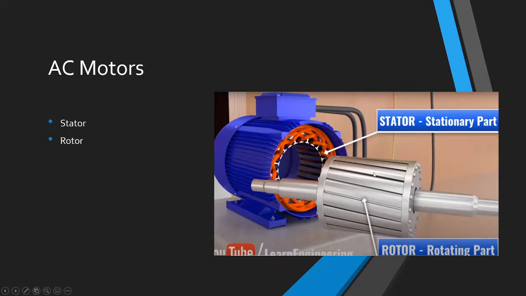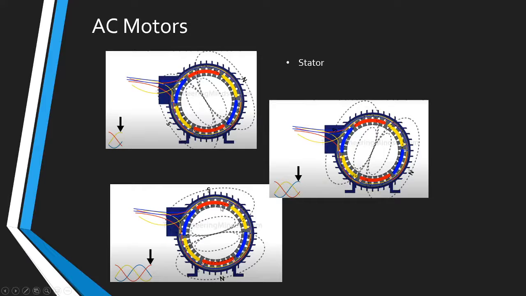AC motors really only consist of two main parts, the rotor and the stator. With AC motors, an electromagnet will always be used. In these three photos, we see a three-phase current being run. In the bottom left of each picture, you can see each sine wave. These interacting electrical forces cause a rotating magnetic field. These sine waves down here.